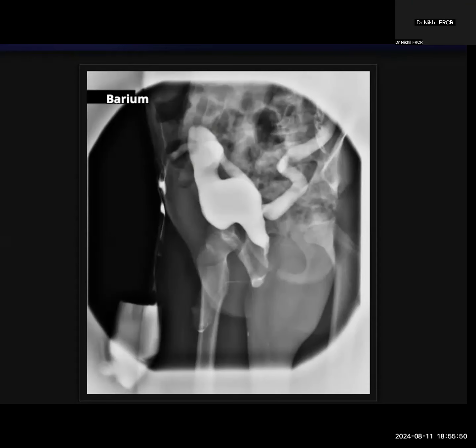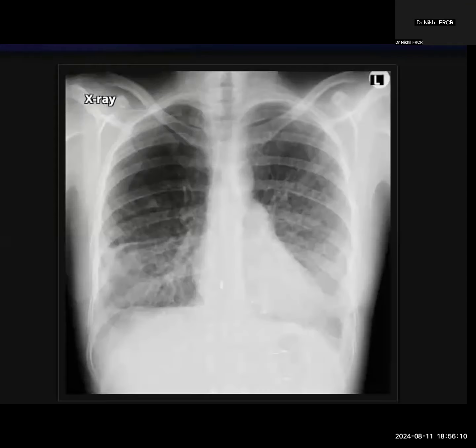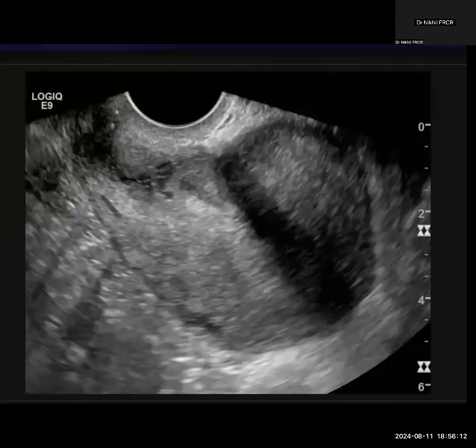Thank you. So if you tell me that this is a diverticulum, what should I be worried about? Yeah, there is a possibility of a secondary malignancy that can arise from this, that is adenocarcinoma. So I would recommend surgical excision. Okay.